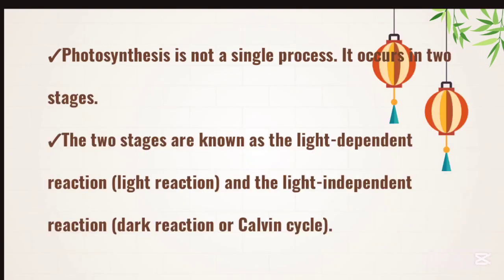Photosynthesis is not a single process. It occurs in two phases. So there are two phases of photosynthesis, and they are light dependent reaction or light reaction, and light independent reaction, also known as dark reaction or Calvin cycle. The light dependent reactions take place in the presence of light, whereas light independent reactions take place without light.